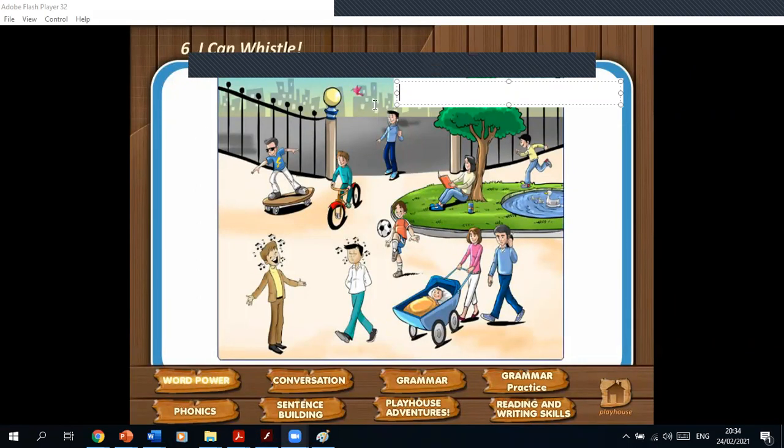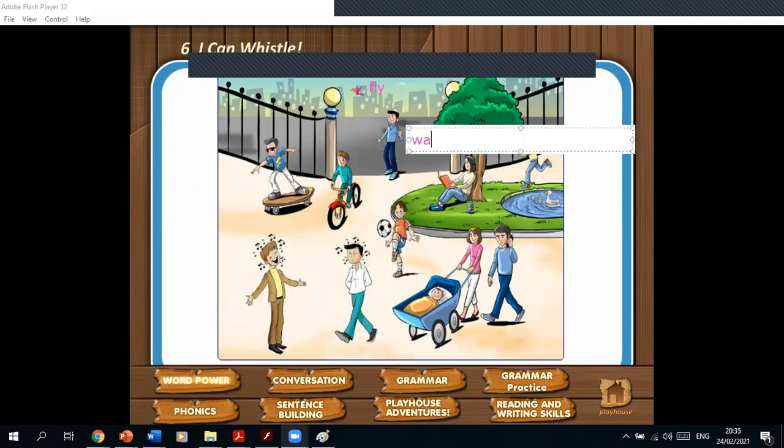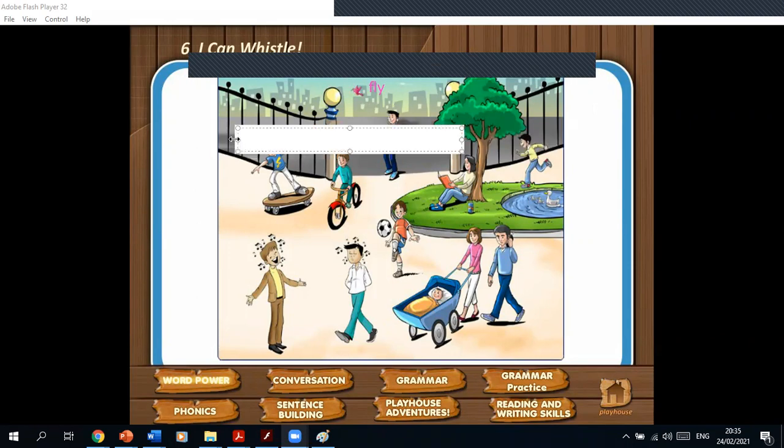Number one, we can see a bird fly. Well done. Let's go for number two, walk. We can see this boy walk. The L here is silent. Let's go to number three, skateboard. Where is the skateboard? Here is the skateboard. Excellent.